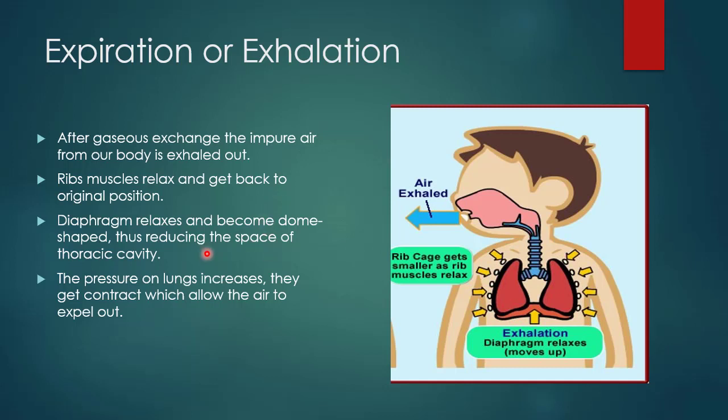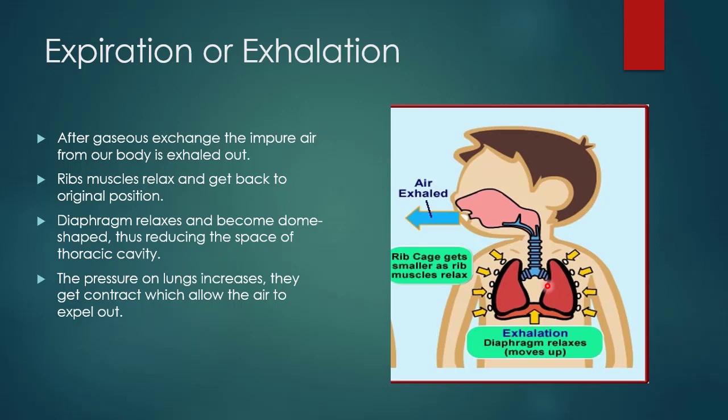And as the space of thoracic cavity is reduced, the pressure on the lungs increases, they get contract, which allows the air to expel out. Space of thoracic cavity का कम होना pressure को increase करता है lungs पे, due to which they become contract. And as they get contract, the air is expelled out, thus completing the process of expiration or exhalation.